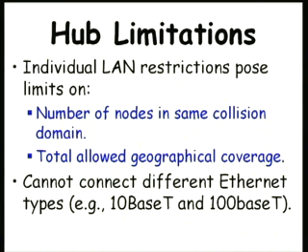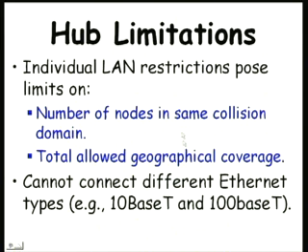So, the geographical coverage is less and so on, and not only that, the hub cannot connect different types of LANs. For example, a hub cannot connect a 10 base T with a 100 base T, because it is after all a repeater, isn't it? Whatever it gets on one port, it will repeat on the other port. So, if it gets a 100 base T bit, it will repeat here also for the other segment, and this will make no sense for a 10 base T.